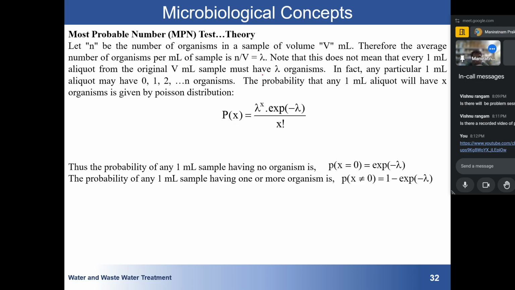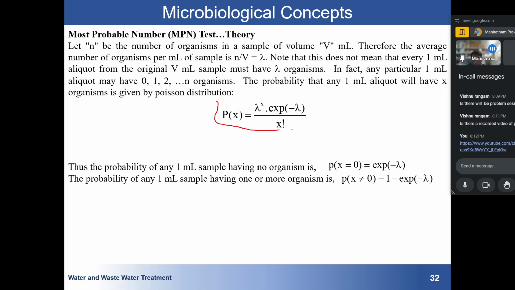Remember, this is what I said: if 100 ml of sample contains 100 organisms, it doesn't mean that every 1 ml of sample will contain one organism. In fact, any particular 1 ml of liquid may have 0, 1, 2, 3, or n organisms. So now the question is, what is the probability that the 1 ml I have taken from that sample will contain this many bacteria? The probability of that is given by this equation.